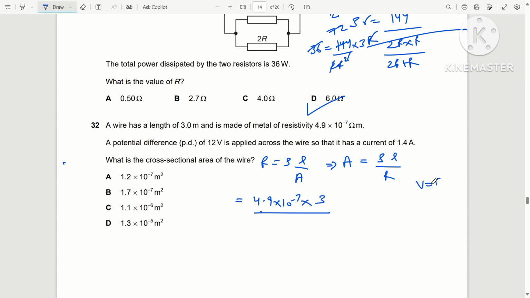We know that V is equal to IR. R is equal to V upon I. So it will come 12 divided by 1.4. On solving you will get A is equal to 1.7 into 10 raised to power minus 7 meter square.